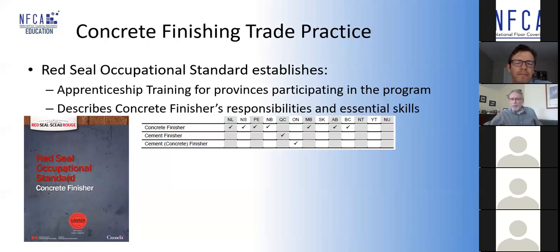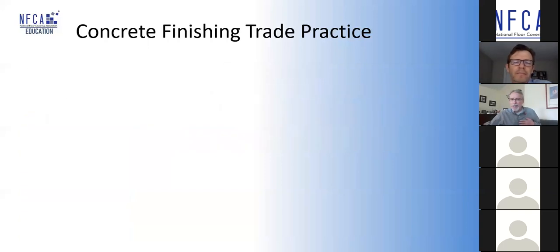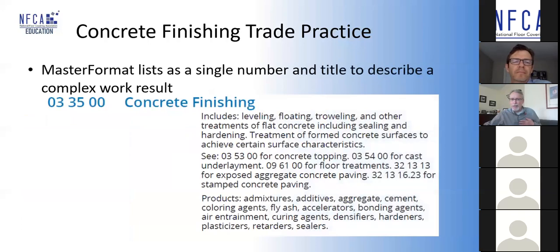But this is the telling part. As I say, the specifier should be aware of trade scope. We don't dictate it, but we should be aware of it. And one of the things that comes out is MasterFormat lists concrete finishing as a single number. There are some other things under there for pattern concretes and decorative concrete finishes, but there's really only one section number, and it doesn't do the complexity of this work justice.